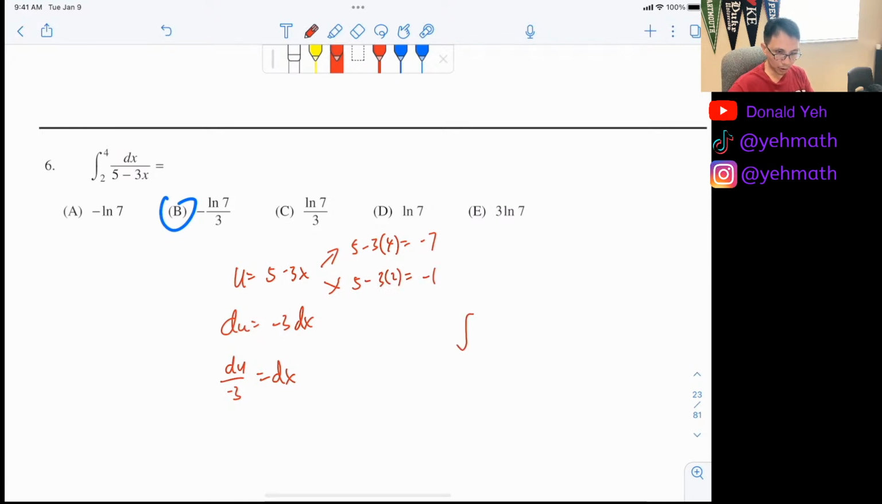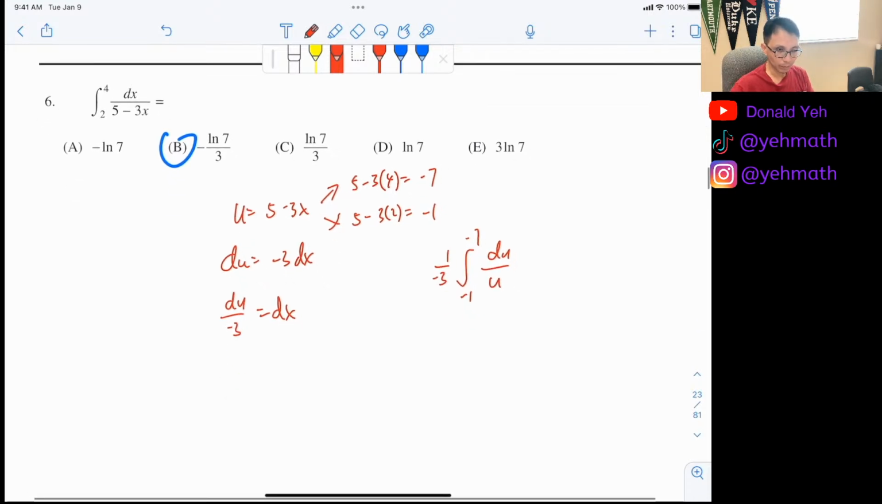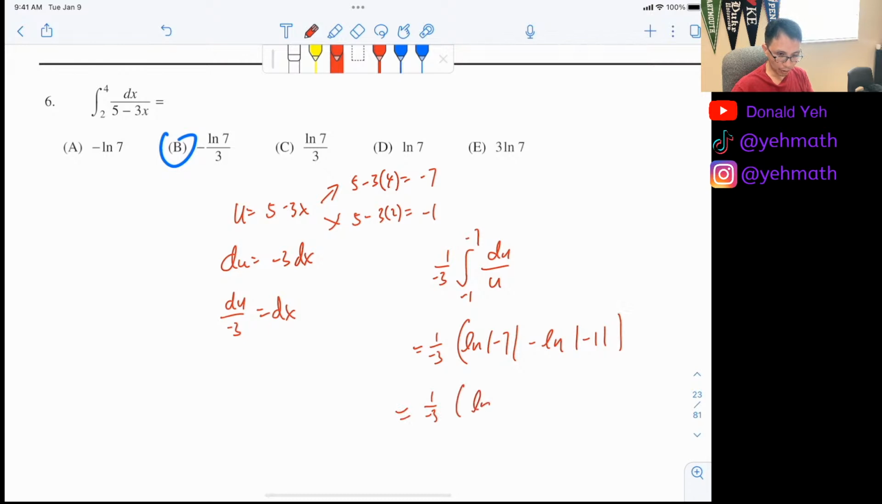So the integration from negative 7 to negative 1 of 1 over u dx is going to be du over negative 3 like this. So that's 1 over negative 3 times natural log of negative 7 minus natural log of negative 1. Now, since that's absolute value, it's going to be natural log of 7 minus natural log of 1. So it'll be natural log of 7 over negative 3.